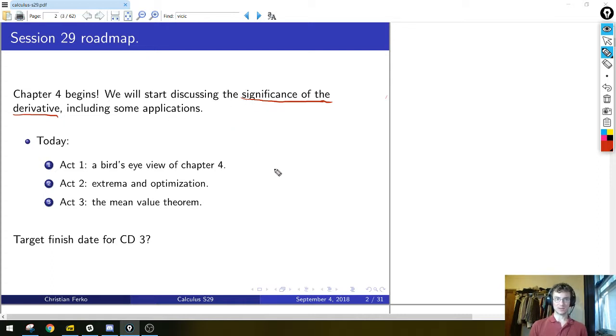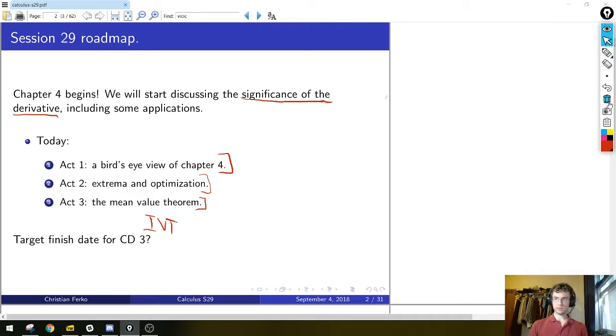So I'll start by trying to give a bird's eye view, just a broad brush idea of what I mean by significance of the derivative, the sort of things we'll be talking about. And then we'll dive in with some specific examples. We'll start with extrema and optimization, and then prove Rolle's theorem as a lemma, but then really use that to get to the mean value theorem, which is a very important result. It's kind of like the derivative version of the intermediate value theorem, the IVT we proved when we were doing chapter 2.